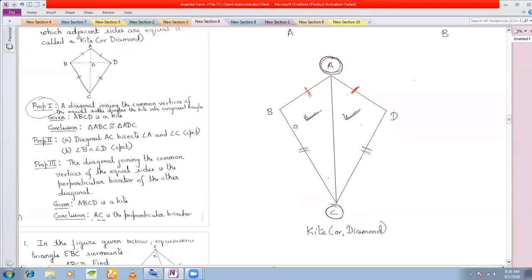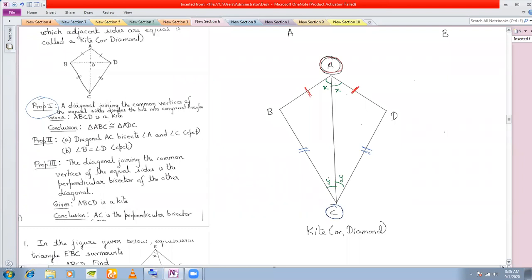The next property is that the diagonal joining the vertices of the equal sides bisects the interior angles. Now what does it mean? It means that this diagonal AC that joins the vertices of the equal sides bisects this angle. That is, this angle must be equal to this angle. We can write that through CPCT also, because by CPCT I can say that these two are equal.